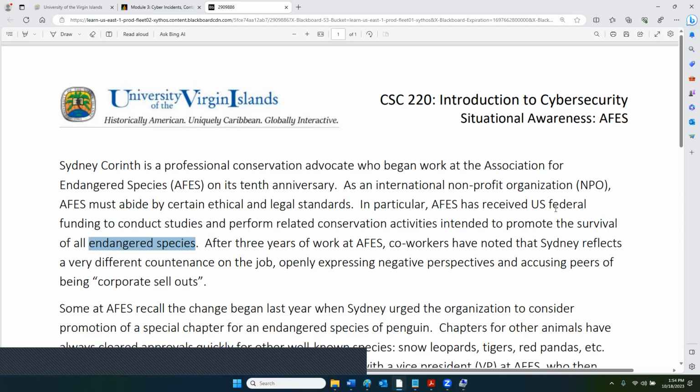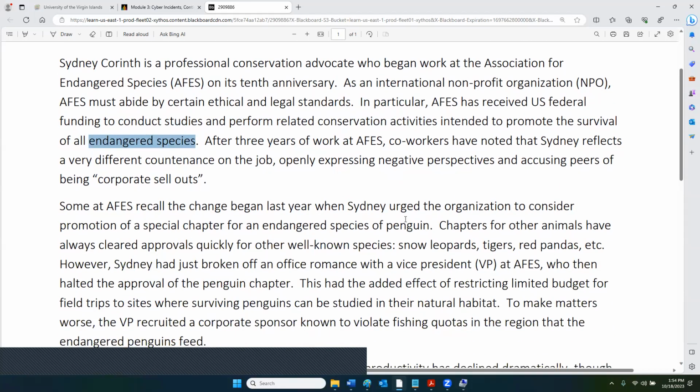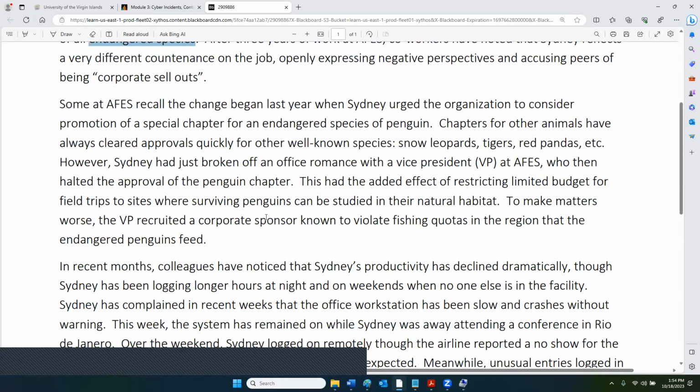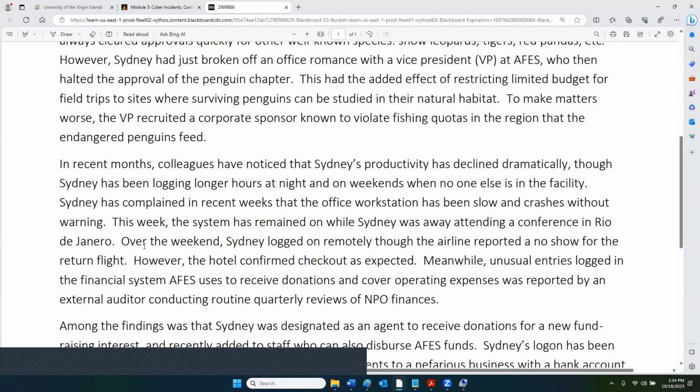If you receive that federal money, now you have to abide by federal standards for data and that kind of thing, okay? So what we have here is a case where you have to read some short stories and you have to learn about Sydney. You have to learn about what happens, right?